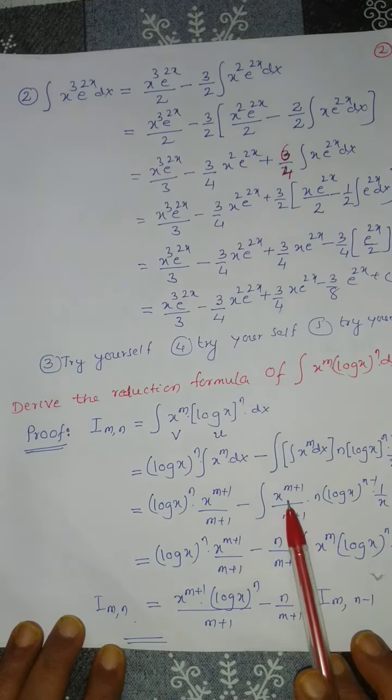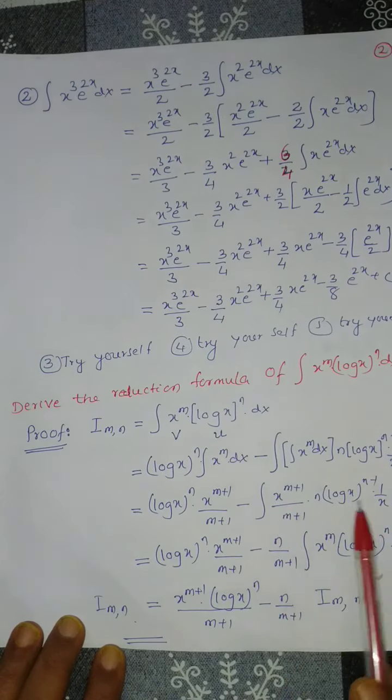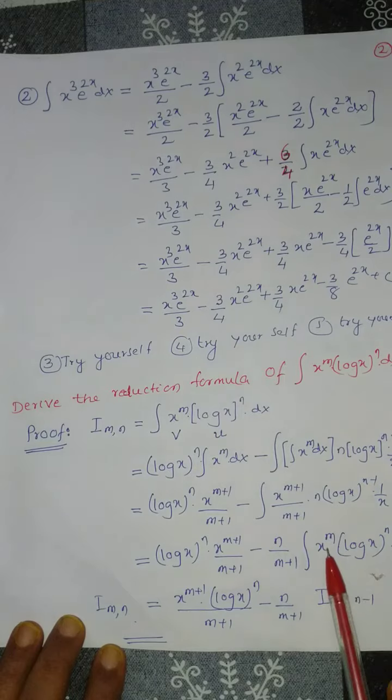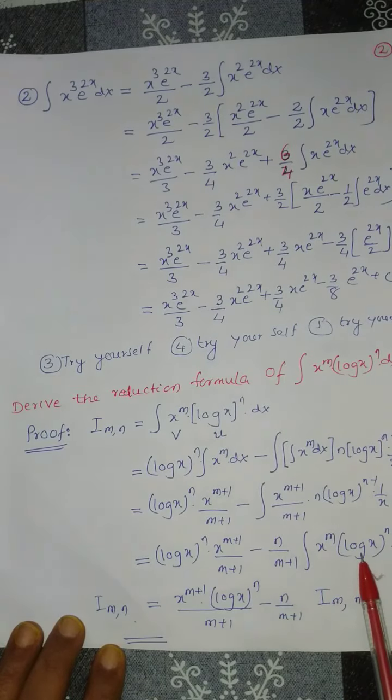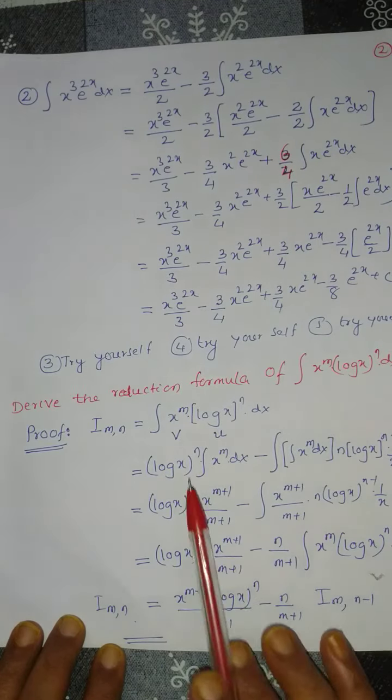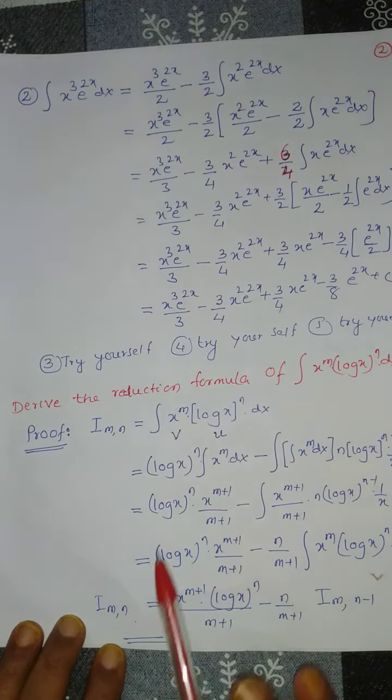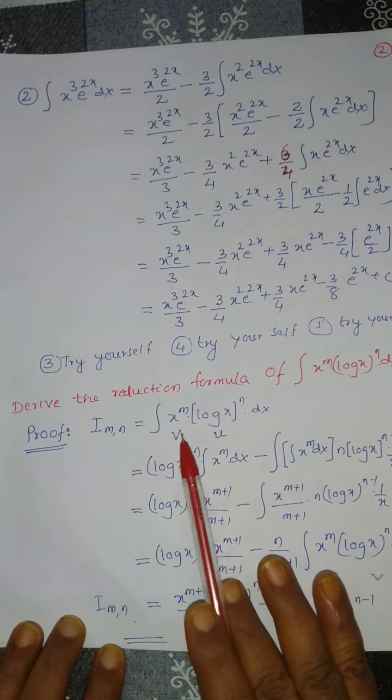Take it out. So it is x raised to m because 1/x cancels. x raised to m log x raised to n minus 1. So m remains the same, only the n term changes. So n becomes n minus 1. Therefore it is I_(n-1). So this is the formula to get this reduction. This is the reduction formula of this integration.